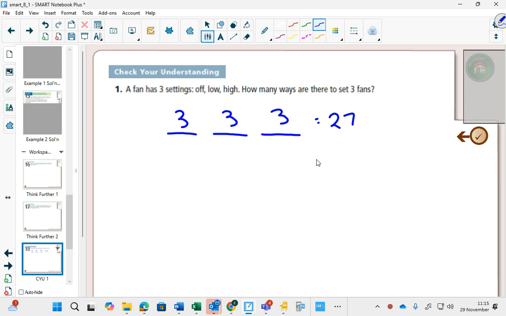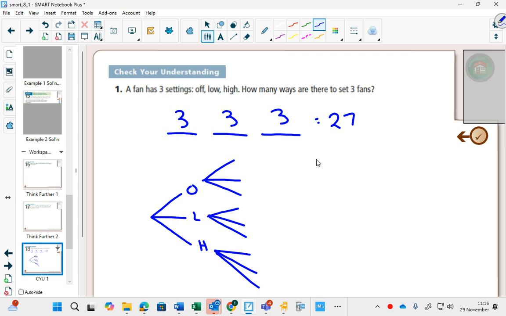For decision 1, you have 3 choices. So we draw 3 branches. It could be off, it could be low, it could be high. Then, for each of those choices, when you go to fan 2, you have 3 choices. So we have 3 branches coming off of this one, 3 branches coming off of this one, and 3 branches coming off of this one. Off, low, high, off, low, high, off, low, high.